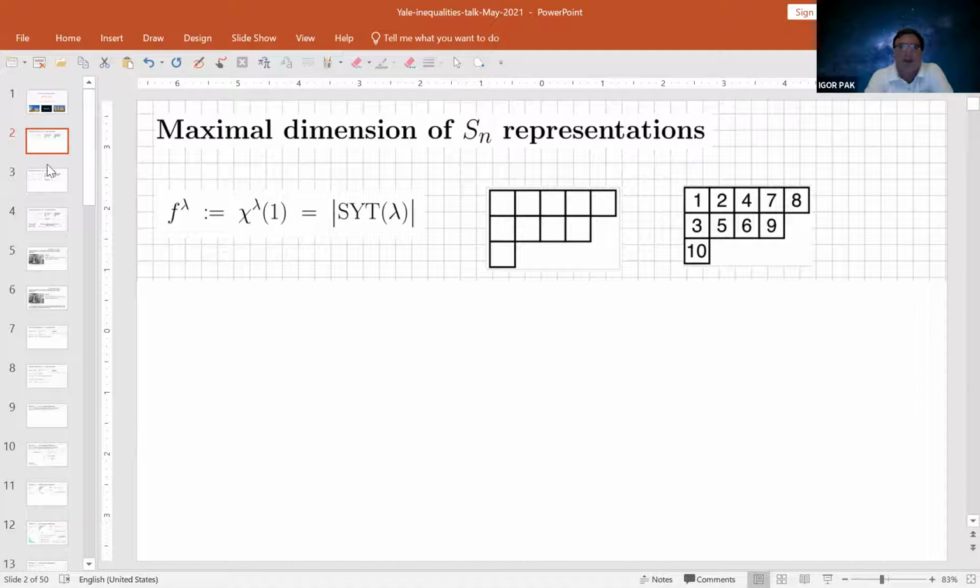Okay, so what I'm going to talk about is some inequalities related to algebraic combinatorics, and I'm going to start by telling you about dimensions of irreducible representations of the symmetric group. And f lambda is the number of standard Young tableaux of shape lambda, which is also the dimension of the character of the irreducible representation corresponding to lambda.